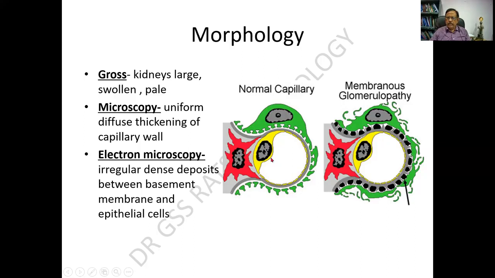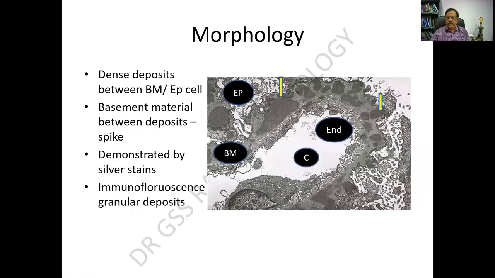So this is normal. Compare it with this. I find that there are electron dense deposits in the subepithelial region of the basement membrane. This is a beautiful diagram that you people should improvise in your answers. And this is the electron microscopic picture.